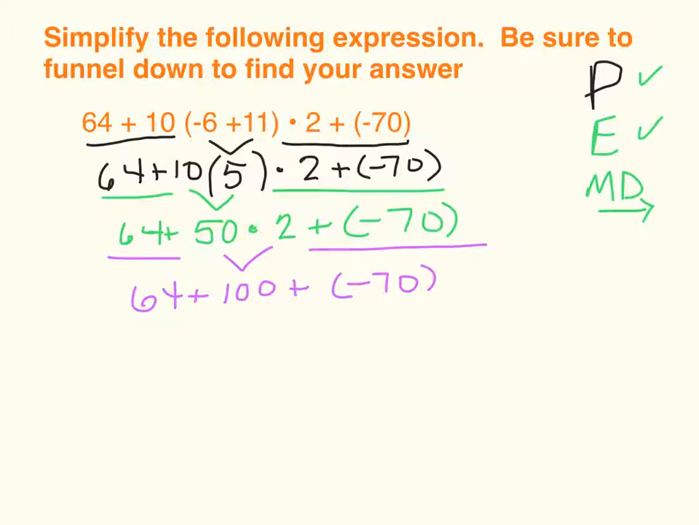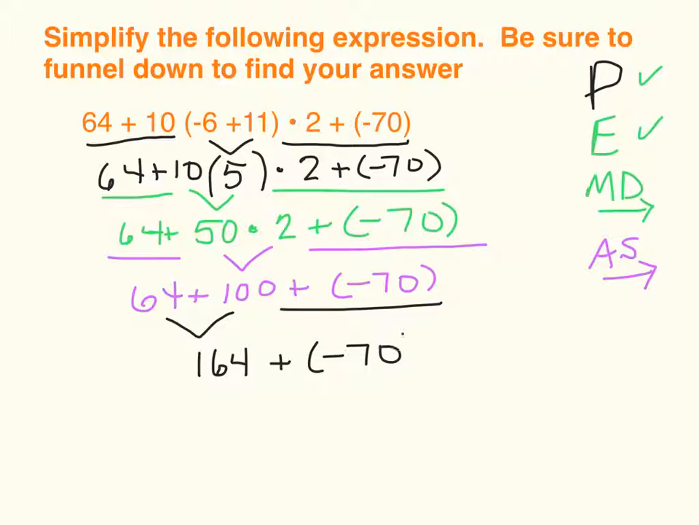So there's now no more multiplication or division. And I'm going to be moving on to addition and subtraction, again, in order from left to right. So the first thing I get to is 64 plus 100. I know that that is 164. I'm going to add that to negative 70.